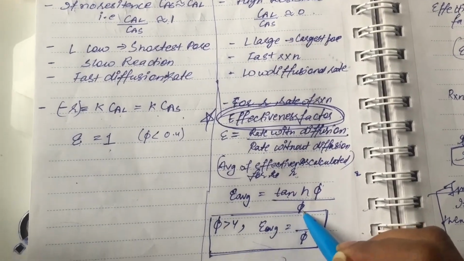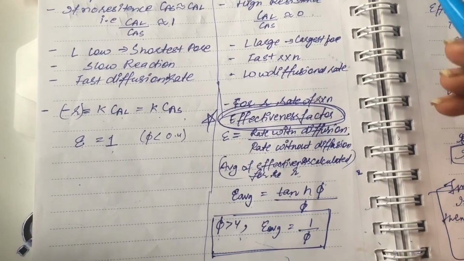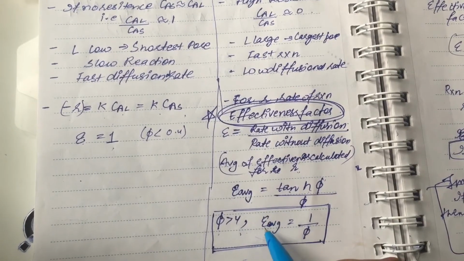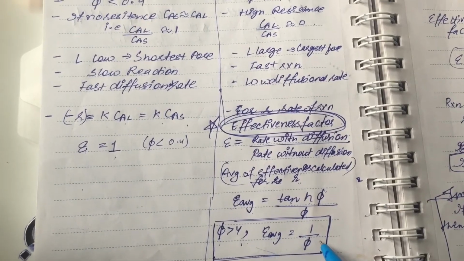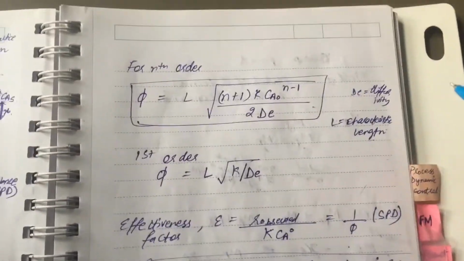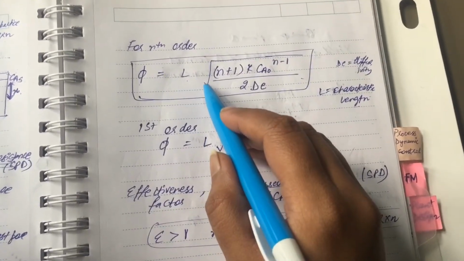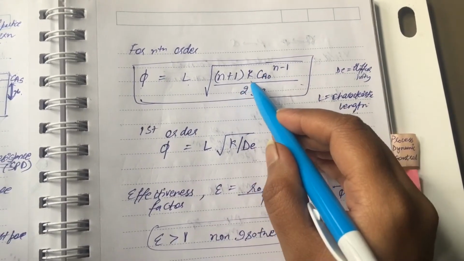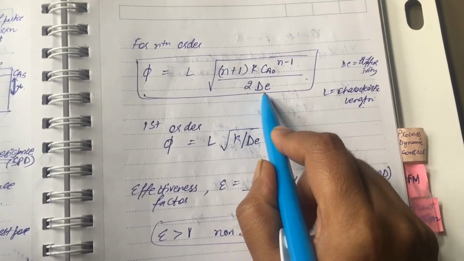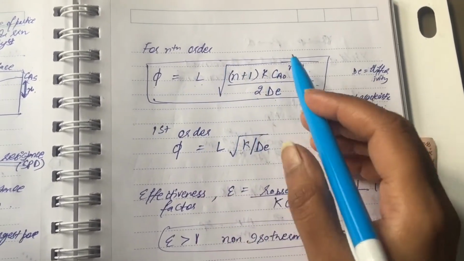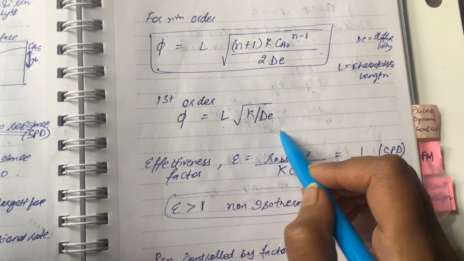Phi is our thermomodulus. For phi greater than 4, which is for strong pore resistance, effectiveness average is 1 by phi, which is the inverse of thermomodulus. For nth order, our thermomodulus is L, the length of pore, times under root (n plus 1) times k CA naught to the power (n minus 1) upon 2 DE. DE is diffusivity, L is the characteristic length of the pore. For first order reaction, thermomodulus would be L under root k by DE.